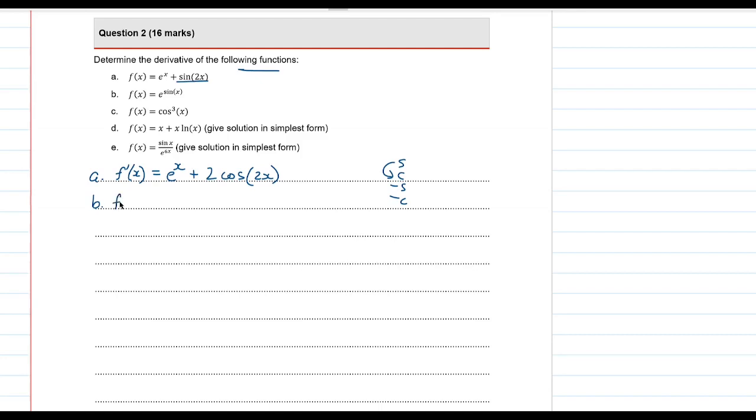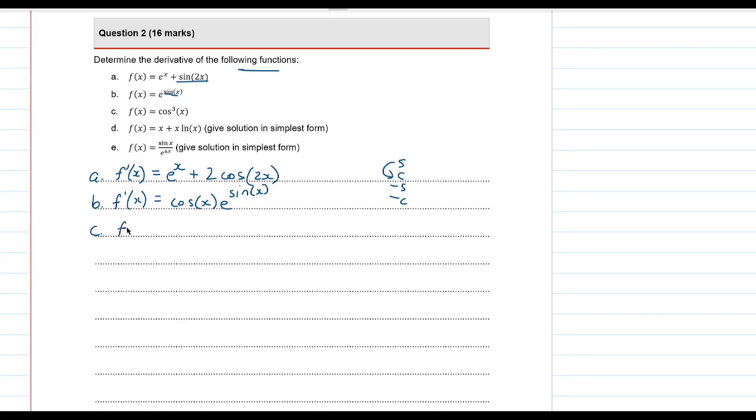For B, let's do this. e to the sine x, we can use chain rule. In this case, we derive the power, so sine is cos x, and times the original expression, which is e to the sine x. Let's do C, cos x cubed.